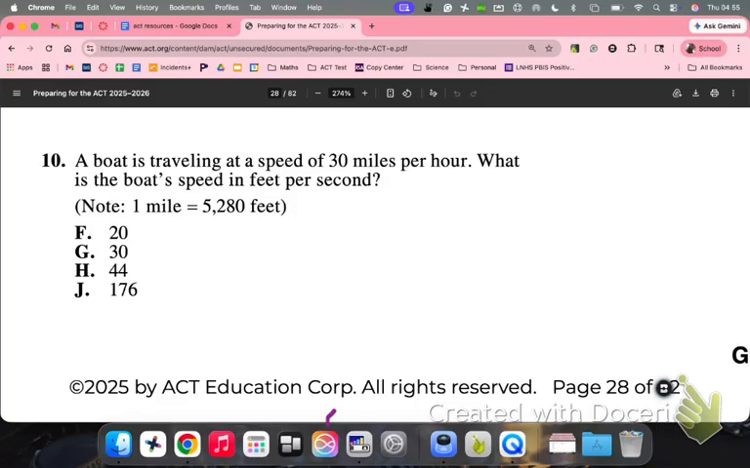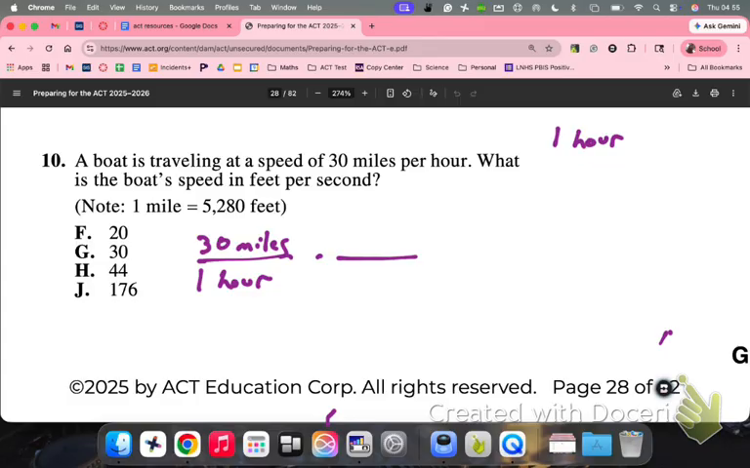So we're going to think of this as a fraction: 30 miles per hour, per 1 hour. And we want to convert this to feet per second. And we have some conversions. We know how many feet are in a mile.